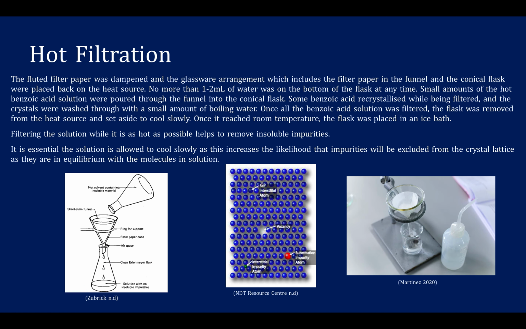The fluted filter paper was dampened, and the glassware arrangement, which included the filter paper in the funnel and the conical flask, were placed back on the heat source. No more than 1 to 2 milliliters of water was on the bottom of the flask at any time. Small amounts of the hot benzoic acid solution were poured through the funnel into the conical flask. Once all the benzoic acid solution was filtered, the flask was removed from the heat source and set aside to cool slowly. Once it reached room temperature, the flask was placed in an ice bath.